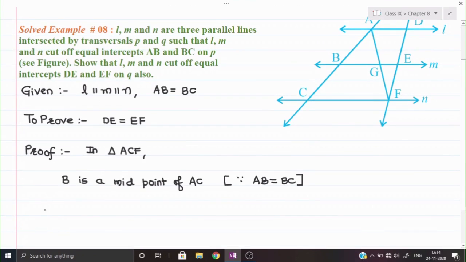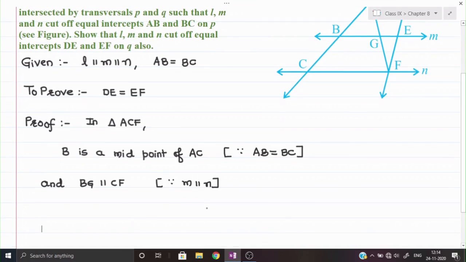And one more thing, can we write down BG is parallel to CF? Look at the figure carefully. Can we say that BG and CF are parallel? Definitely yes, because we know that since M is parallel to N, M and N are parallel, so the part of the line M and the part of the line N will be also parallel.